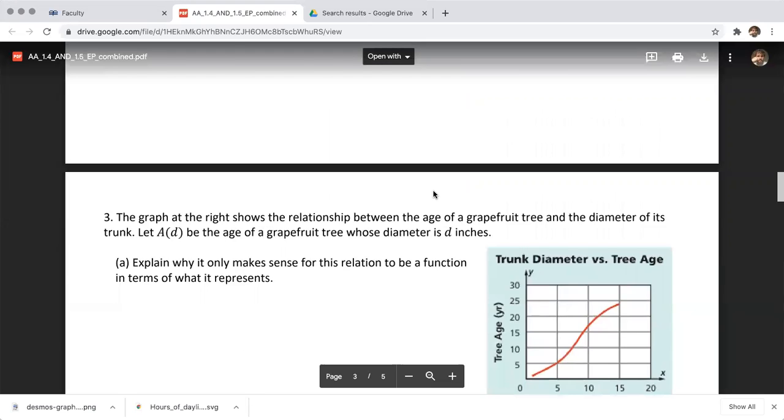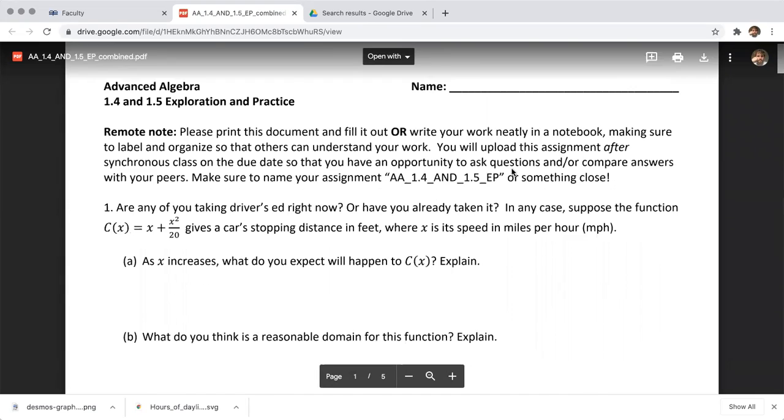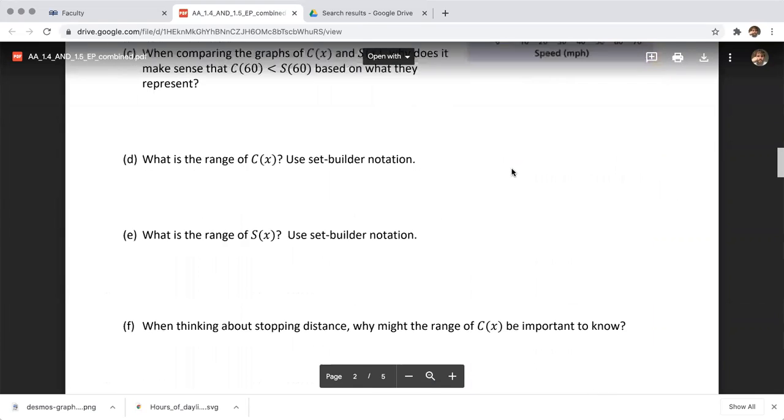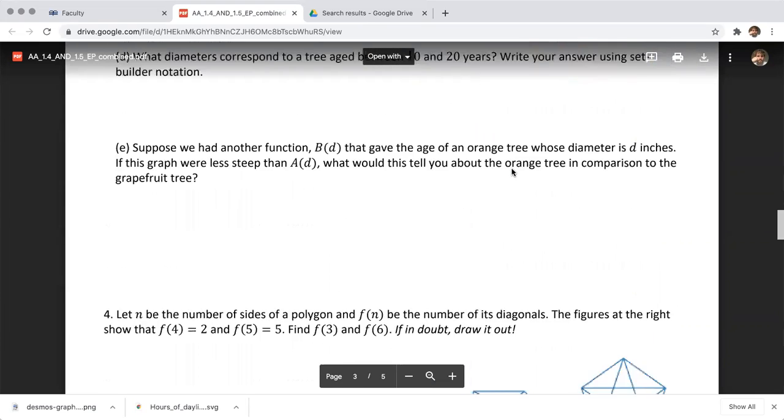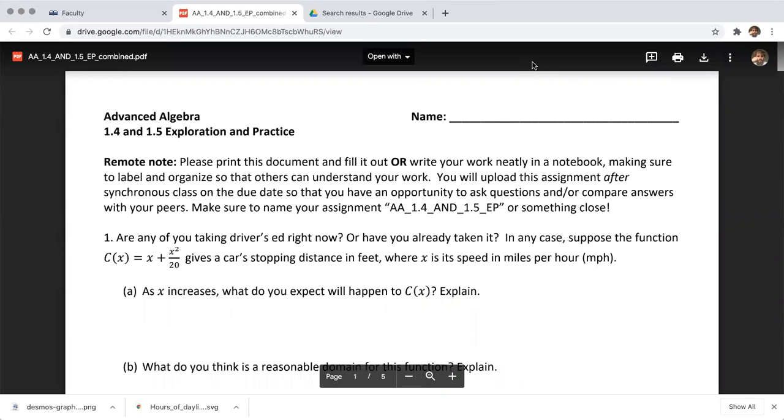I just have time to do 1 and 2 in this video. But for those of you that want to look for number 3 and 4 and 5, I'll be making a video for that as well.